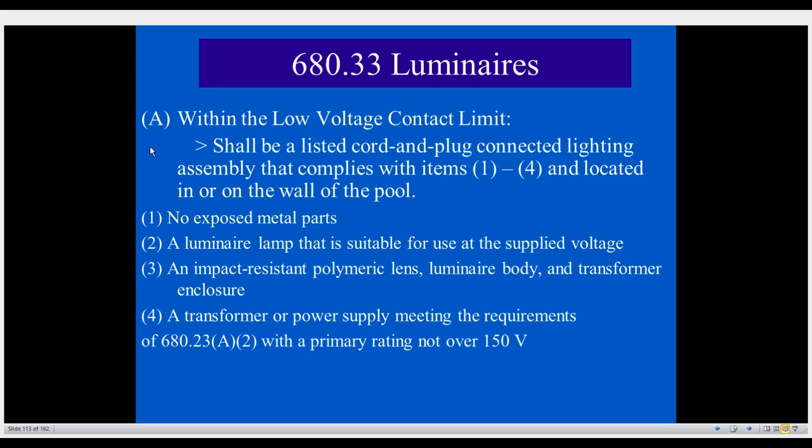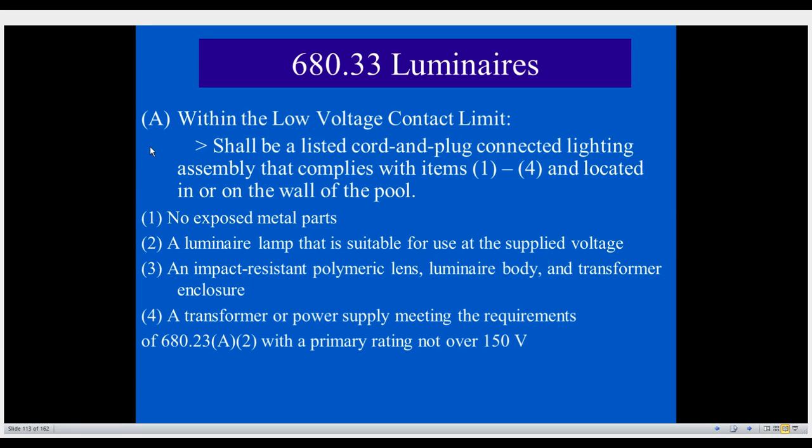And basically, let's read the code language first, and I'll read it to you, and then we'll go through these numbers here. It says, an underwater luminaire, if it's installed, okay, not required, if it's installed, shall be installed in or on the wall of a storable pool, spa, storable spa, or storable hot tub. It shall comply with either 680.33(A) or (B). So we have an A or a B. Well, let's look at A. Now, A is dealing with the low voltage contact limit. Okay, so we're dealing with a lower type of voltages here.